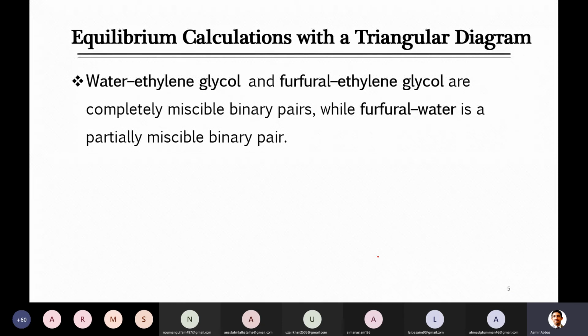So here water and glycol is the feed, and then the ethylene glycol is transferred toward the newly introduced solvent, furfural. They are a completely miscible binary pair. Initially ethylene glycol was completely part of this stream, but we want to remove ethylene glycol from the water, so we bring it in contact with the furfural, and when they get contacted, it is also completely soluble in ethylene glycol.